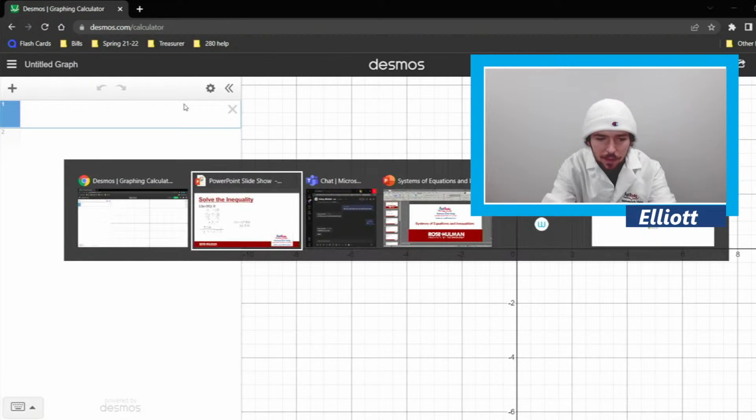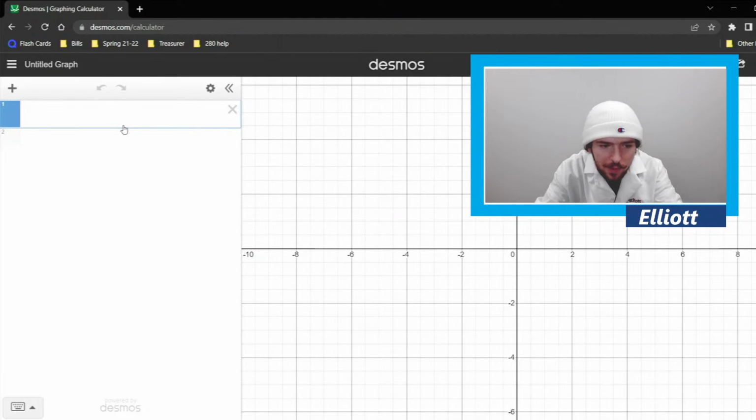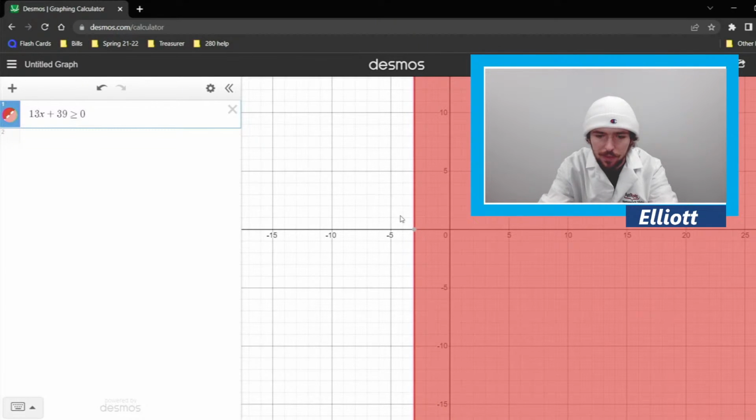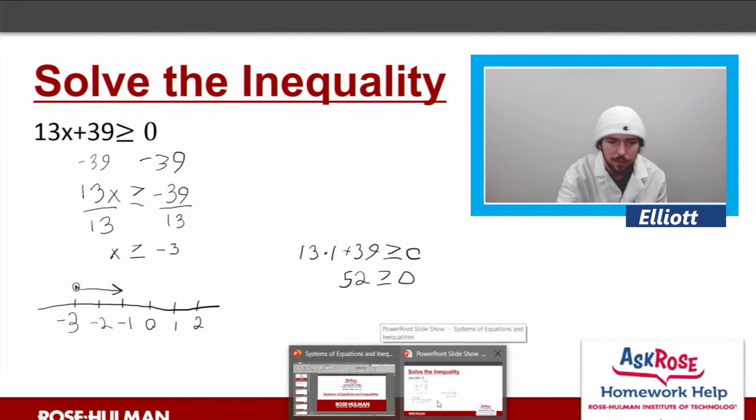And this will be able to show you how to really kind of graph this type of stuff. So 13x plus 39 is greater than or equal to 0. So what I was trying to say with this example of an answer, this isn't solving for a system of equations. This is just solving for one variable in an inequality. So all of those answers, as we found in the presentation in our steps here, our x is going to be greater than or equal to -3.